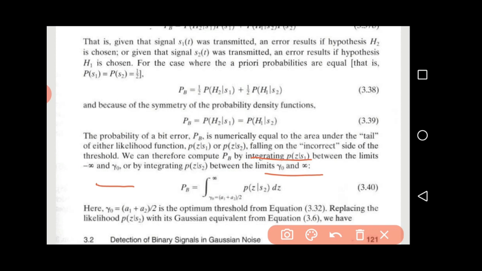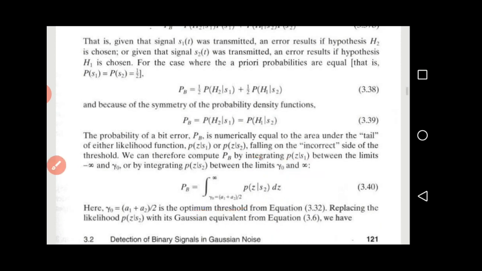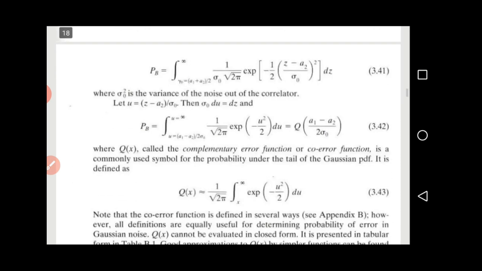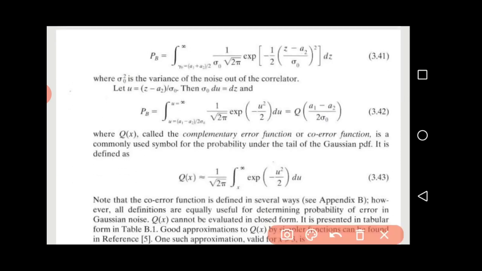So PB will be equal to the integration from gamma 0, equal to (A1 plus A2)/2, to infinity of p(z|S2) dz. Here gamma 0 equal to (A1 plus A2)/2 is the optimum threshold. Replacing the likelihood with the Gaussian equivalent from the equation, we have PB equal to the integration from (A1 plus A2)/2 to infinity of 1/(sigma 0 root 2 pi) times exponential of minus 1/2 ((z minus A2)/sigma 0) whole squared, dz, where sigma 0 squared is the variance of the noise out of the correlator.